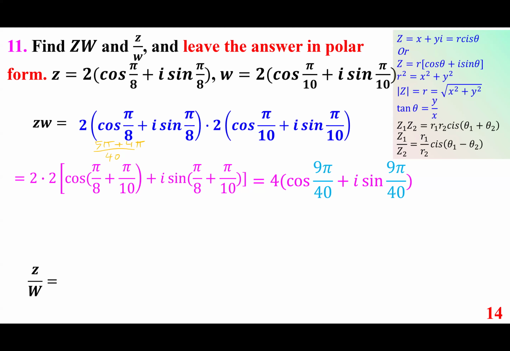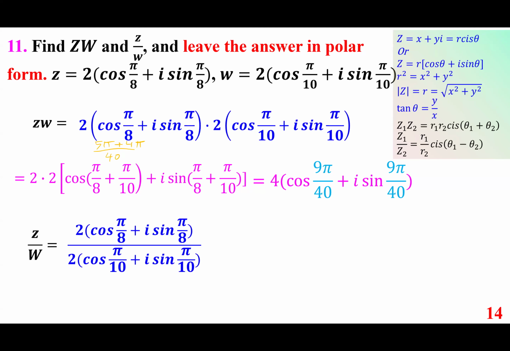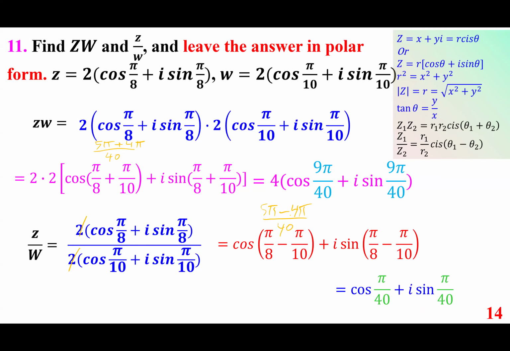Division, we divide the two numbers, they cancel each other, and we subtract the second argument from the first one, and we said this is 5 pi minus 4 pi this time over 40. So it gives us pi over 40. So that's pretty straightforward, everyone.